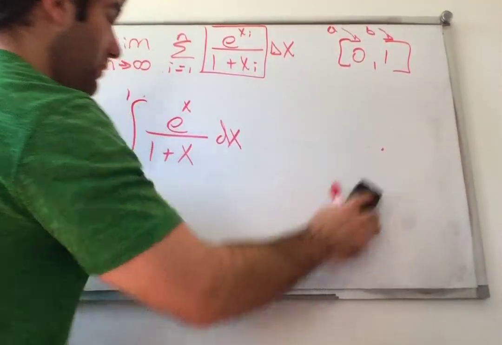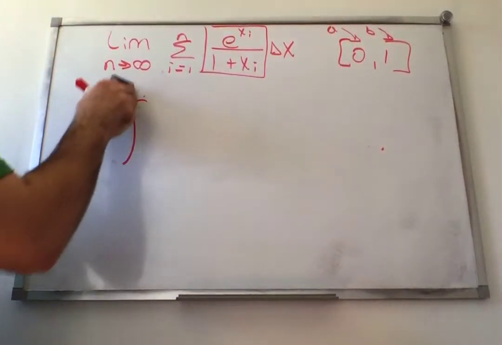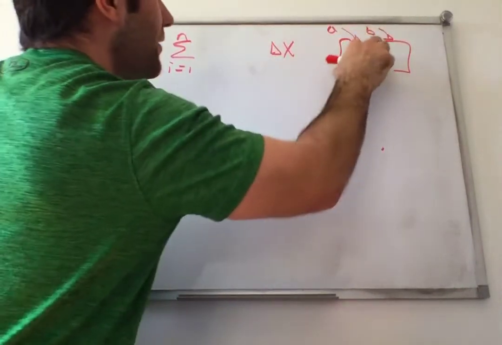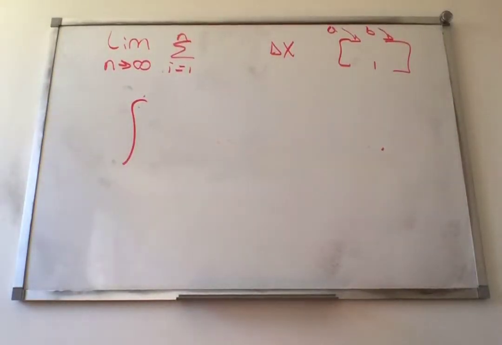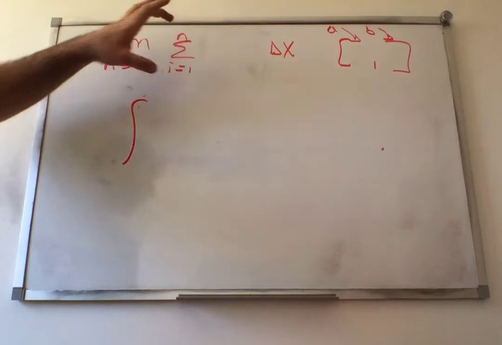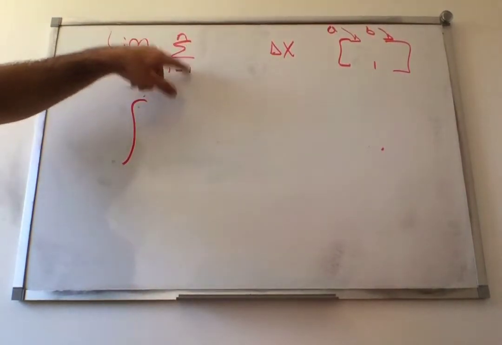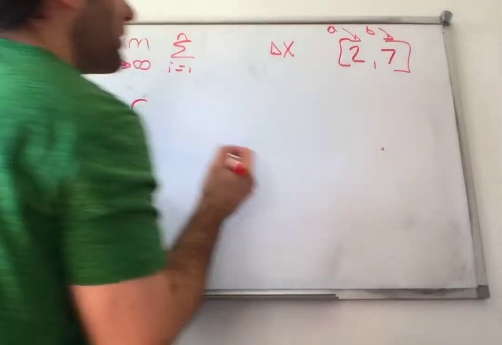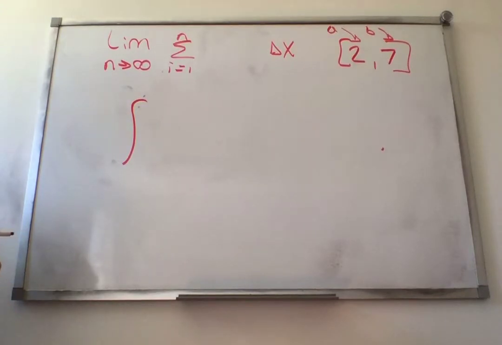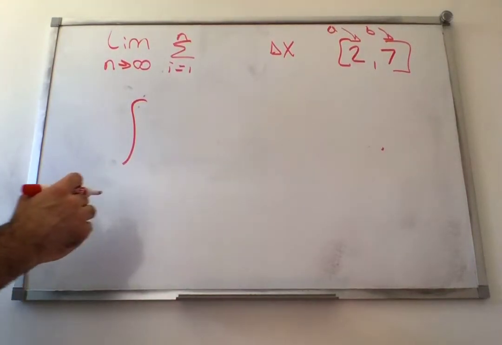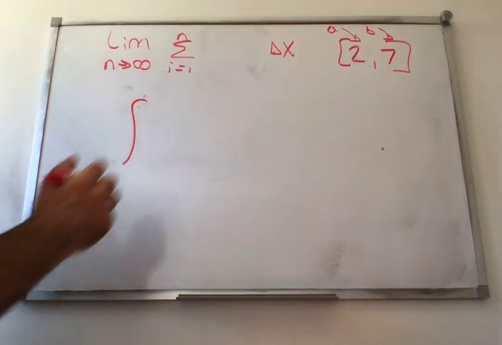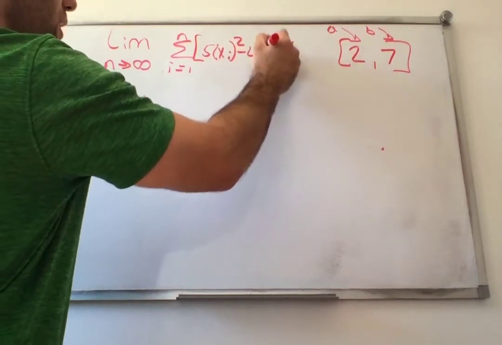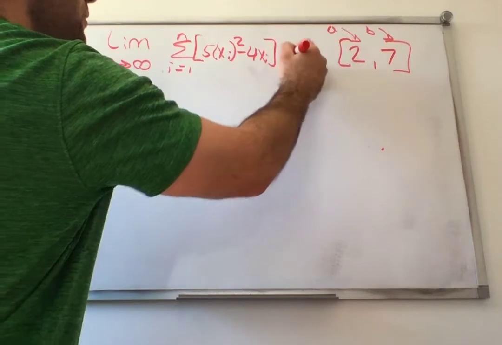Alright, so the next problem is very similar. It's express the limit as an integral on the specified interval. So all this right here is pretty standard when doing these limits. Limit as n goes to infinity, the sum from i equals 1 to n. You got a delta x over there. This is from 2 to 7. Now we're going to use this example in a little bit to talk about another example. We're actually going to evaluate this limit in a bit. But it says 5 times x sub i squared minus 4 x sub i, delta x.